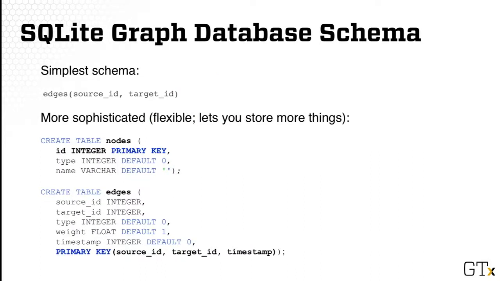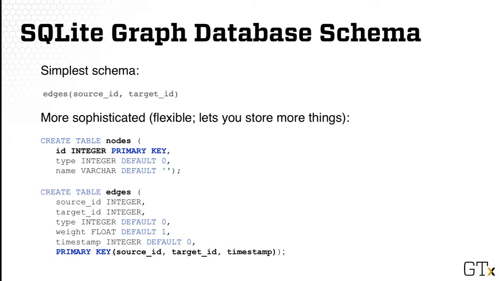So if you do choose to use SQLite to store graphs, here is probably the simplest schema that you may be able to use, which is just having a table called edges, and you store the source node ID in one column and the target node ID in the other column. However, you may sometimes want to also store node information, and also for edges, you may want to store, let's say, the edge weight, timestamp, and so on.